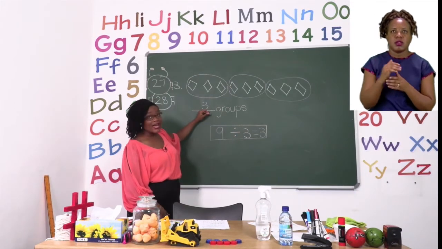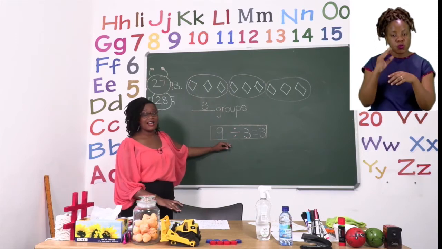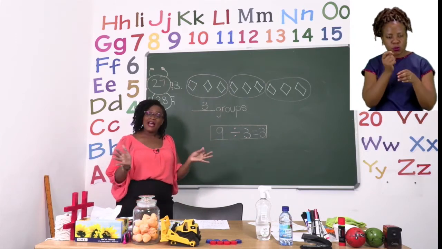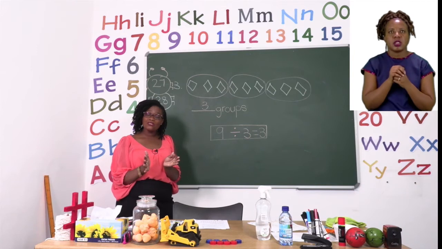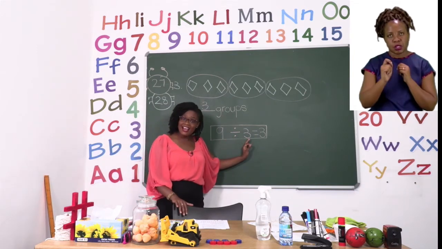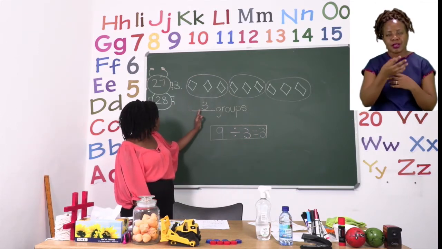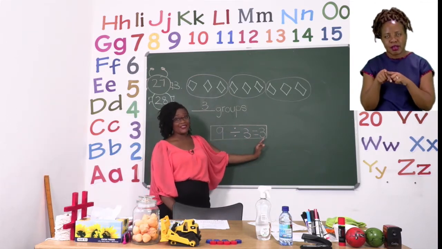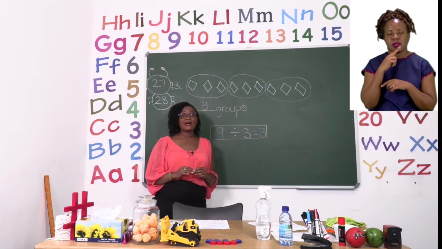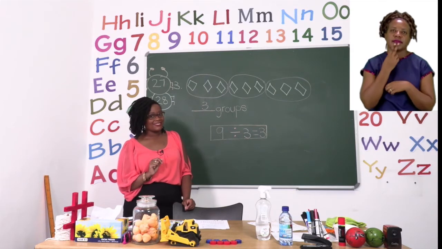Don't forget to write the group, how many groups, and then make your division sum, starting with how many diamonds or anything that you have all together, then your division sign, and then how many they asked you to group. Then after that, you say your answer of how many groups you have. Take your time with this one, use a pencil, and make sure that the answers are correct.